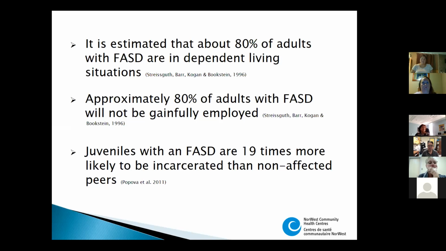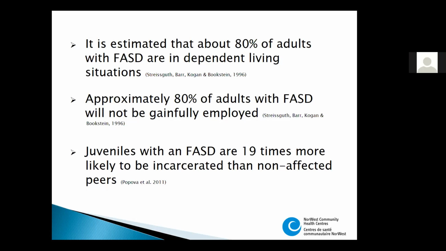It's estimated that about 80% of adults with an FASD are in dependent living situations. With that information, we realized that support with activities of daily living is very important. Approximately 80% of adults with an FASD will not be gainfully employed. I don't want this to have a depressing slant, but the fact remains that the individuals we're identifying and diagnosing with an FASD are going to require extra support so that everybody can feel success at the end of the day. Juveniles with an FASD are 19 times more likely to be incarcerated than non-affected peers.